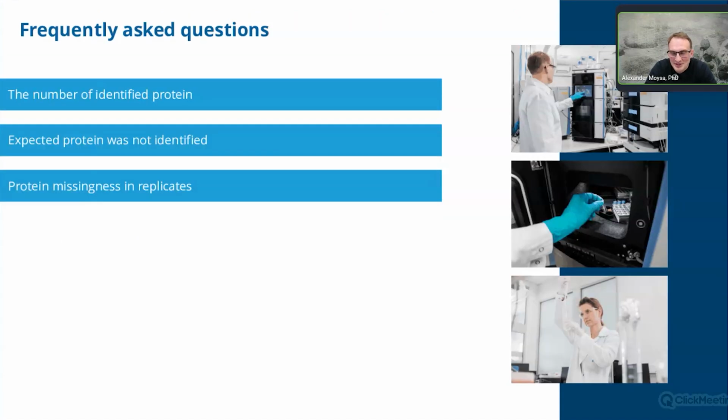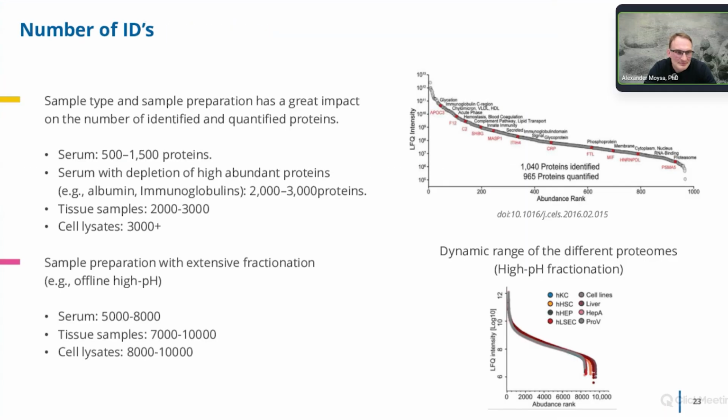For this presentation, we also collected the most frequently asked questions, and I selected the top 3 questions. These are the number of identified proteins, the question regarding the expected protein that wasn't identified, and the question regarding missing values in the mass spectrometry data.